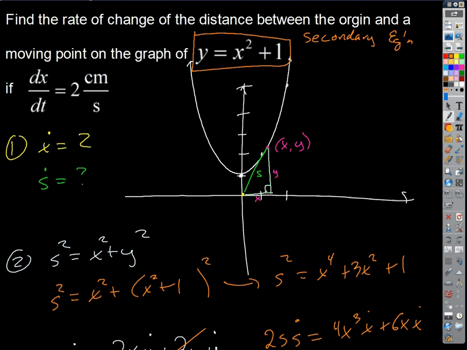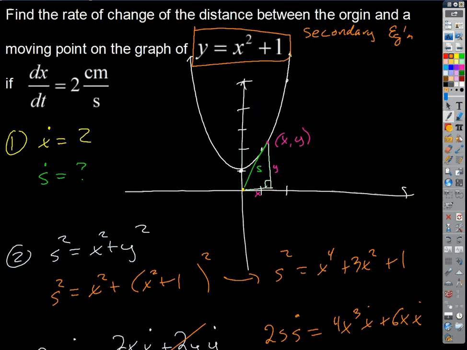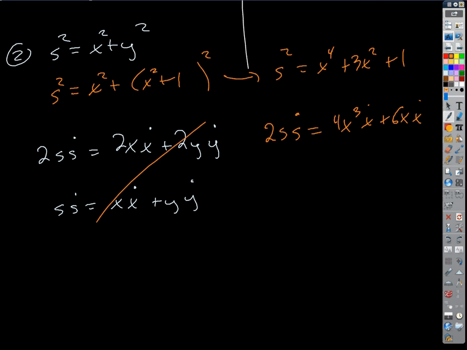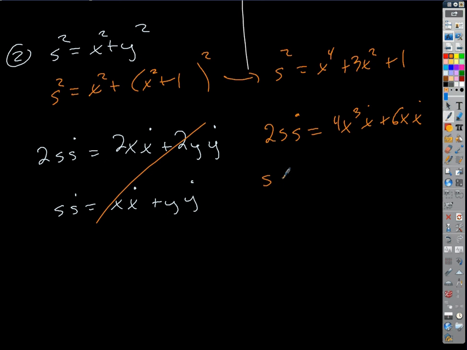Okay? So could we, if I wanted to get an answer here for s dot, I could divide everything by 2, right? Factor out an x dot, pause there, does that make sense? Get it?